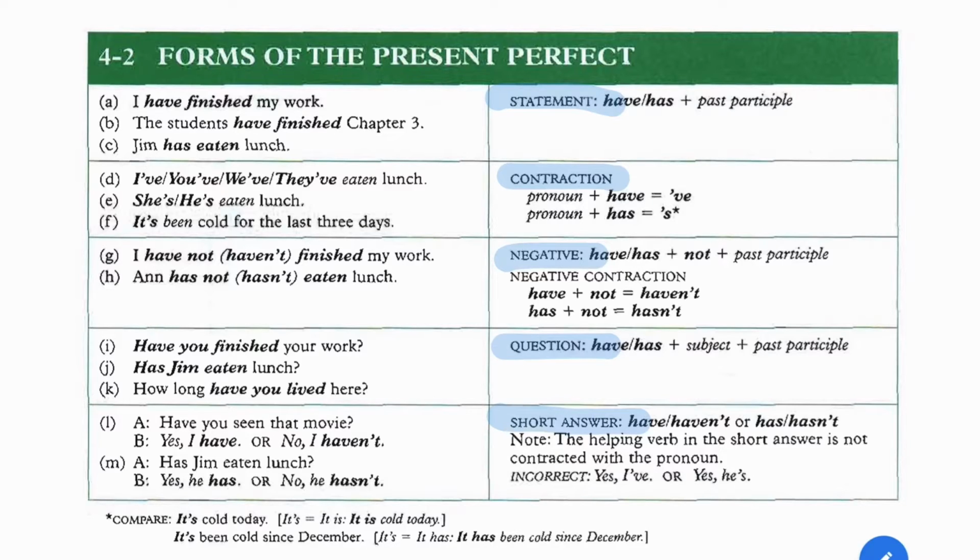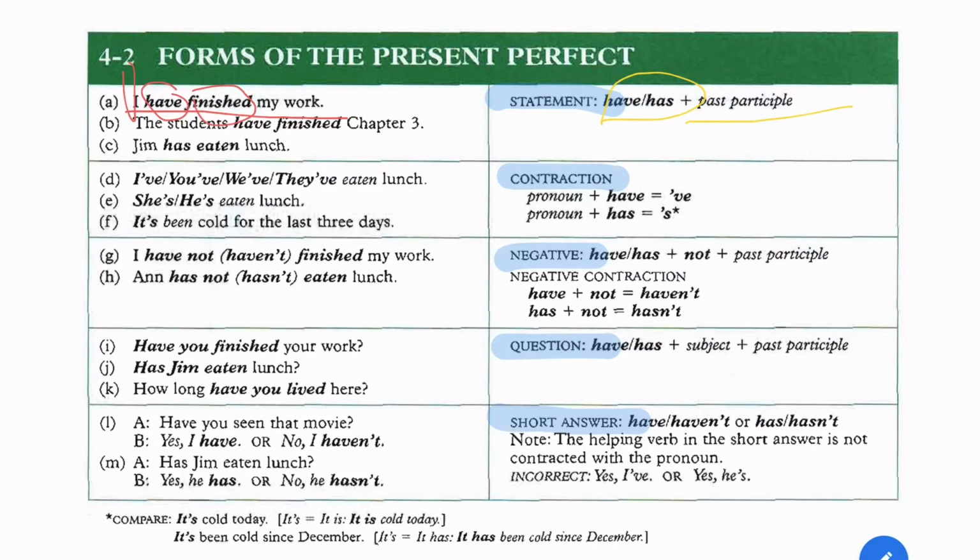For statement, we use have or has, which is the auxiliary, and then after that we have to use a past participle form of the verb, or we usually call the third form of the verb. As you could see in example A, I have finished my work. So you have the subject I, and then the auxiliary have, and then the past participle finished. I have finished my work.